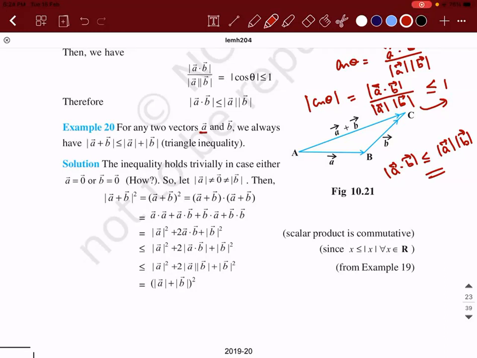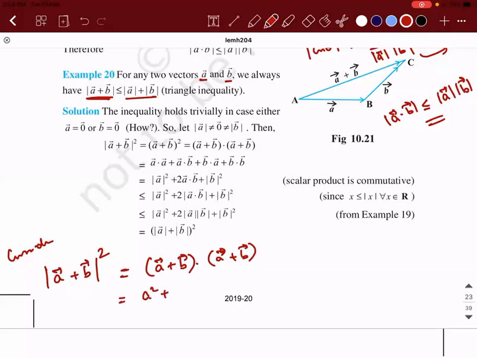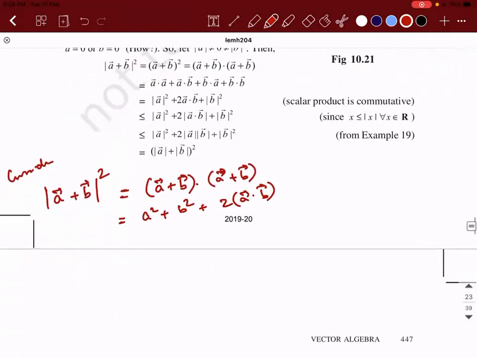Similarly, if you take any two vectors A and B, we always have magnitude of A plus B less than or equal to magnitude of A plus magnitude of B. Wherever you see this magnitude, first consider the square of it and apply dot product. So that will be A vector plus B vector dot A vector plus B vector. So what will I get? A square plus B square plus 2 times A vector dot B vector. So what is A square?